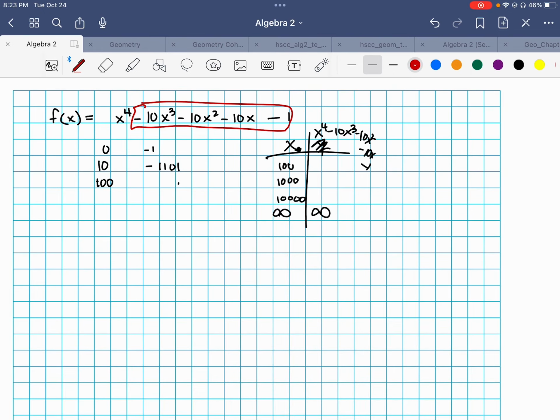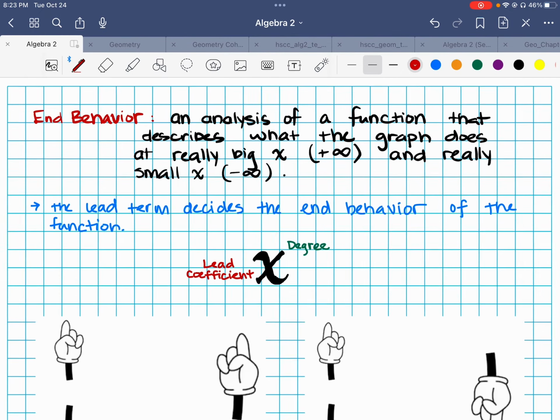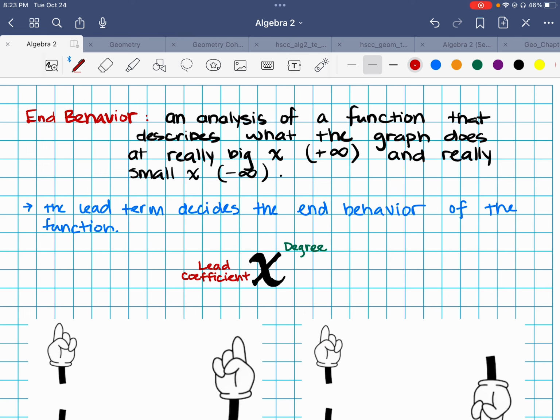All right, so I revamped the notes. I've redesigned them to be a little bit different, so this might look familiar. This is in Jamboard, but I'm going to update it with this newer version here. So end behavior is an analysis of a function that describes what's going to happen when you get really big x's, positive infinity, and also when you get really small x's, or negative infinity.